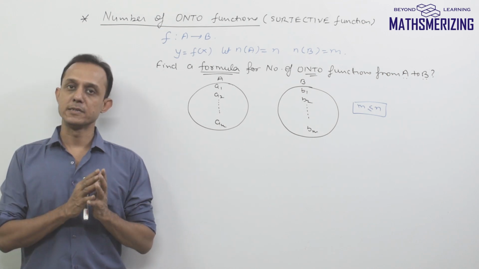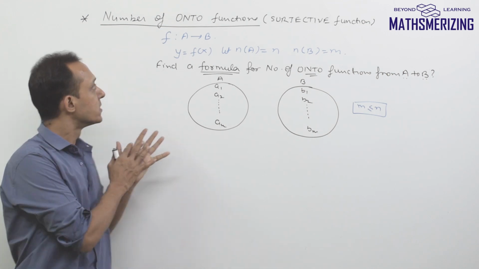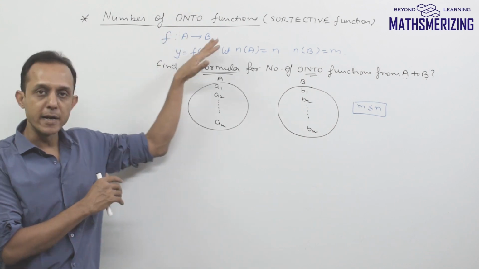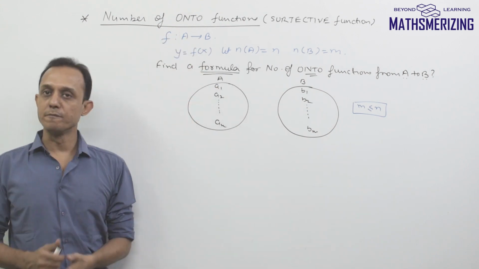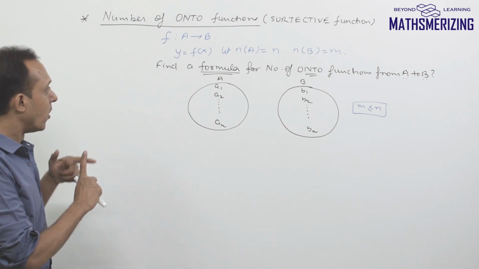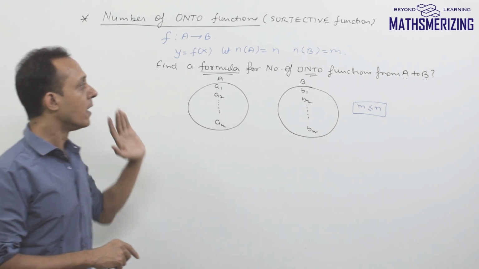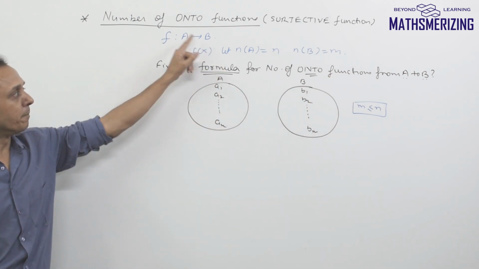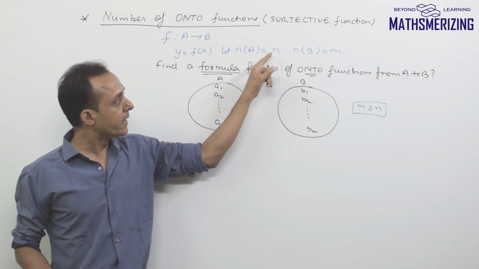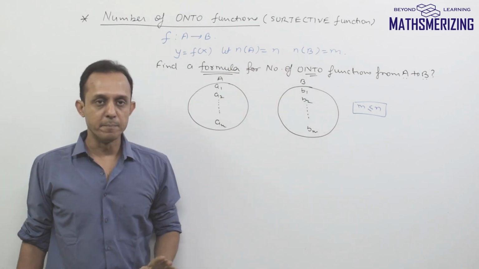In permutations and combinations, we generally discuss questions such as find the number of relations from A to B, or number of functions, number of one-one functions, or maybe number of onto functions. Now here we want to derive a general formula for number of onto functions from a discrete set A to a discrete set B, where number of elements in set A is n and number of elements in set B is m.